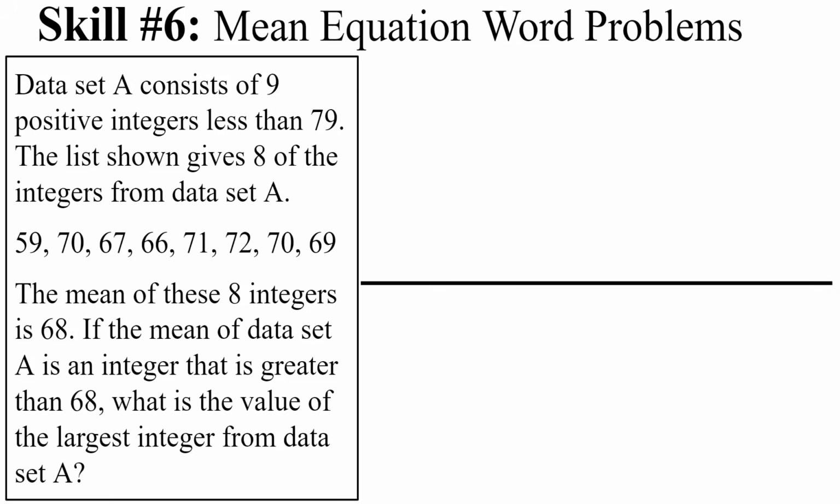Okay, this one's really confusing. I wasn't really sure where to put this. I figured this was a good place since we're just talking about equations and stuff. So it says we have 8 integers, and data set A actually has 9 integers, so 1 is missing. So I'm just going to call the missing one x.